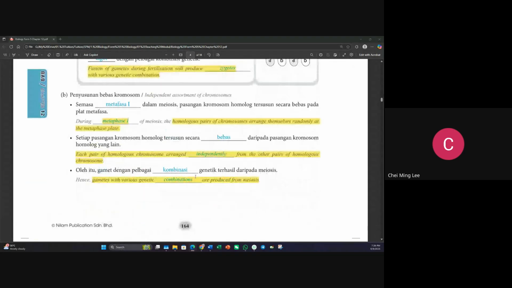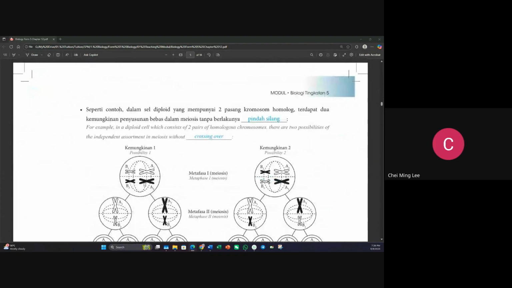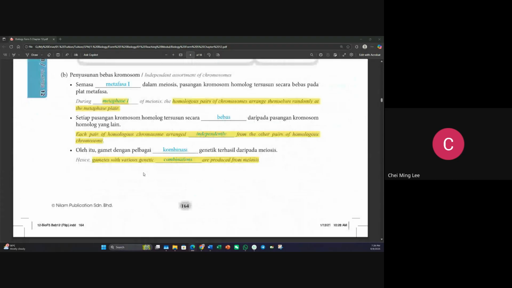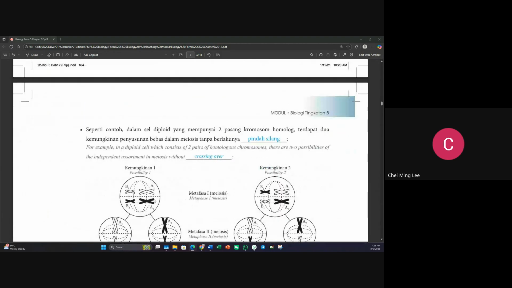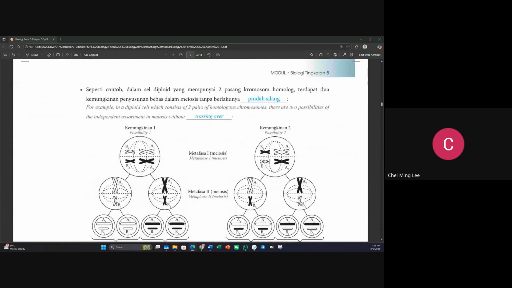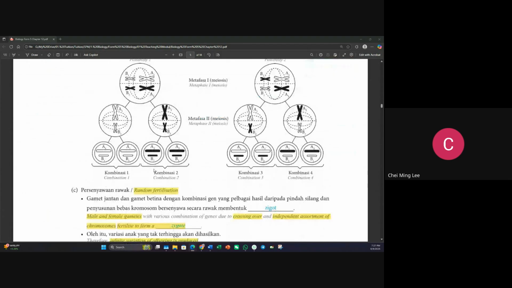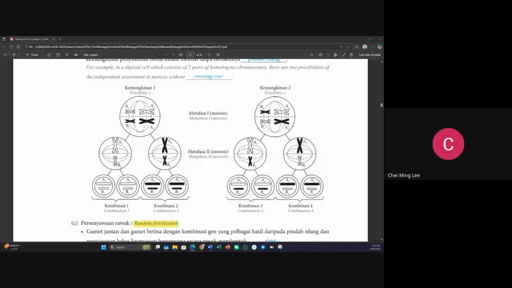Now, second, independent assortment of chromosomes. So during metaphase 1 of meiosis, the homologous pairs of chromosomes arrange themselves randomly at the metaphase plate. Like this. Then each pair of homologous chromosomes will arrange independently from one another and from other pairs of homologous chromosomes. That's why gametes with various genetic combinations are produced. Because you see, the dark color will be the dark color and the white color, they are different, correct? Sometimes the combination is different like this. So this will show a different combination of genetics. Okay, can you understand? Okay, 可以啊，看啊，Dimitri 文宏。Okay.